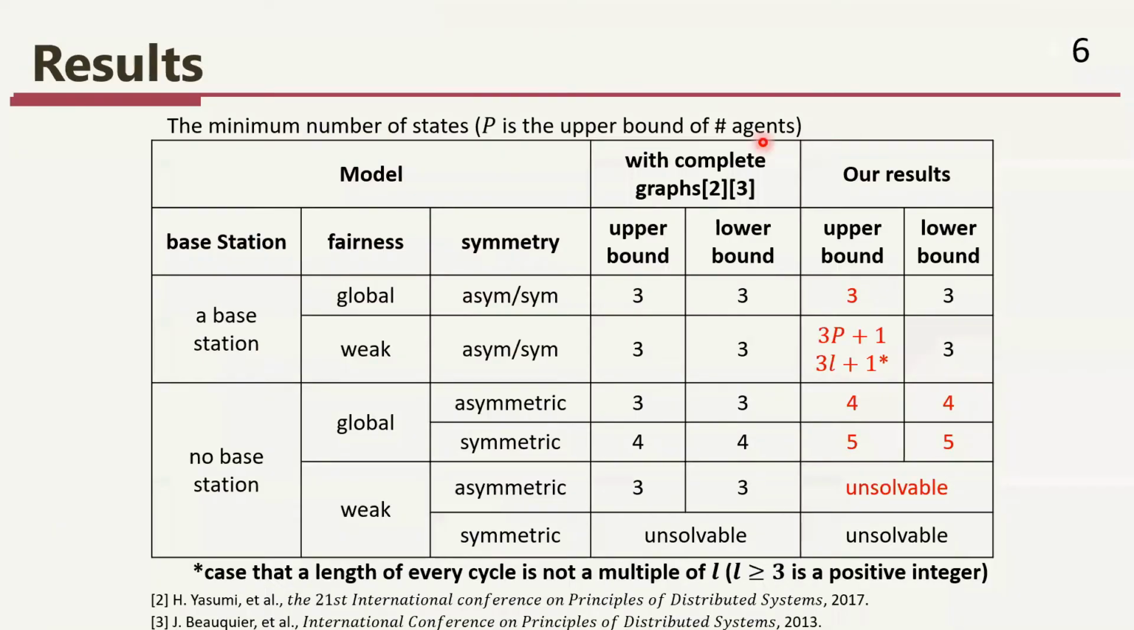From now, I'll explain our results. We consider various assumptions such as base station, fairness, and symmetry. I'll explain these assumptions later. This table shows the minimum number of states to solve the uniform bipartition. In previous results, the upper and lower bounds with complete graphs were clarified in many settings. In our results, we clarified the upper and lower bounds with arbitrary communication graphs in many settings. I will explain the details of this table later.